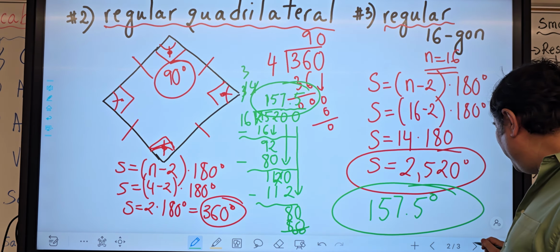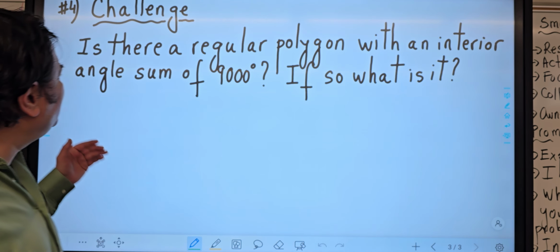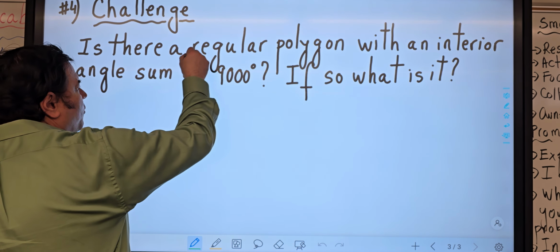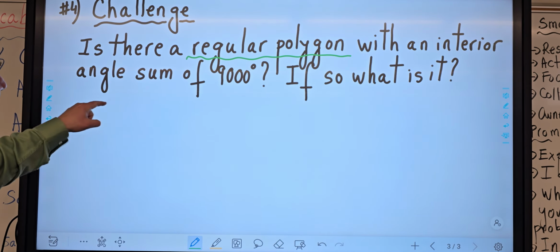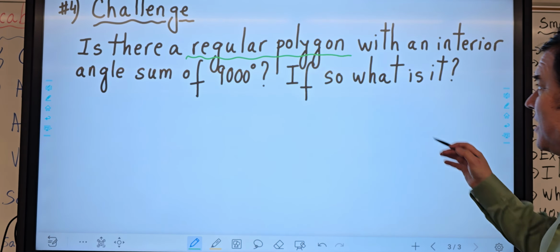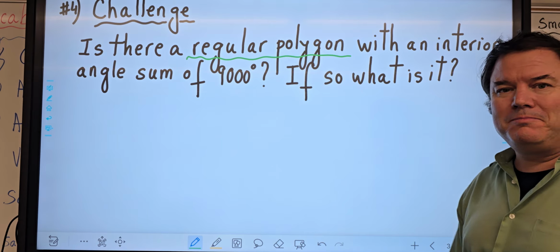157.5. And let's take a look at the challenge problem. Let's read this challenging problem. Is there a regular polygon, again, a regular polygon with an interior angle sum of 9,000? And if so, what is it? How can we tackle this problem?